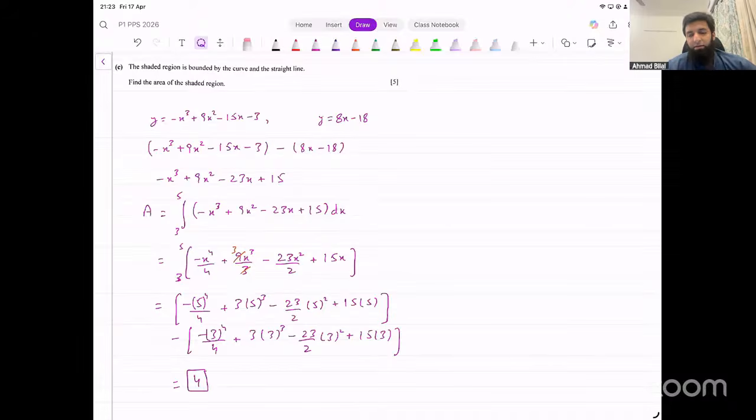You can find area under the curve and area of trapezium. That's also fine. That will also work. Find their difference. That will also work.